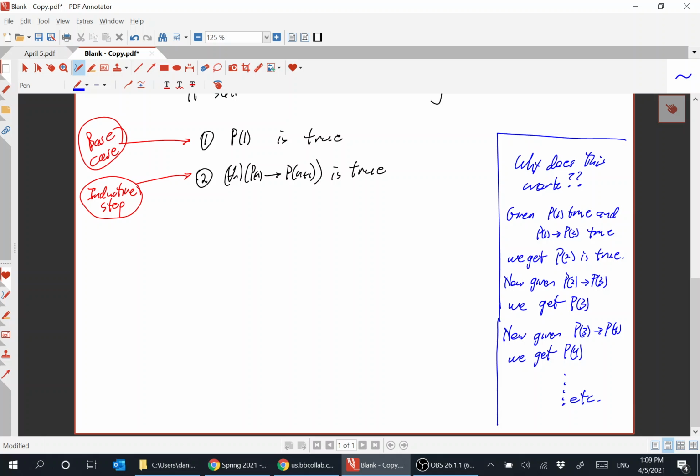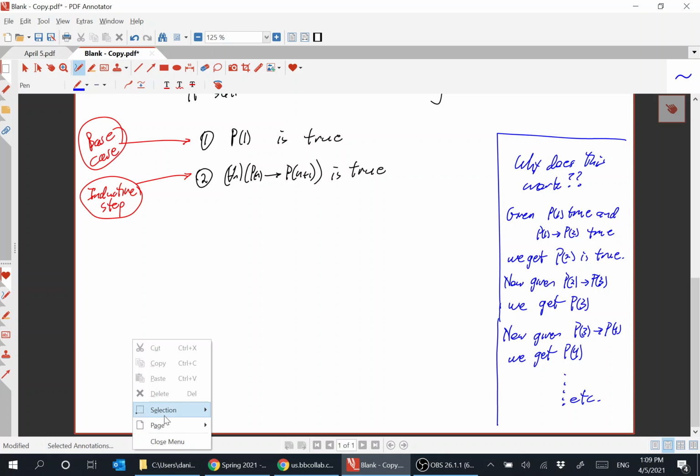So, you repeat that a gazillion times if you need to show that P of a gazillion is true. You only do it as many times as you need to get to the number that you're wondering about. Which means that it's true for every n. For every n, Pn is true. So all you need to show are these two things: base case, inductive step.